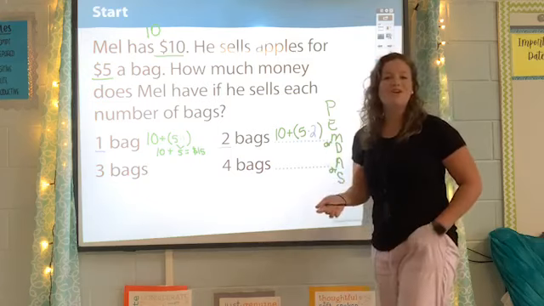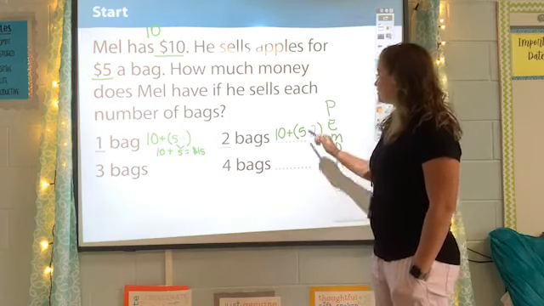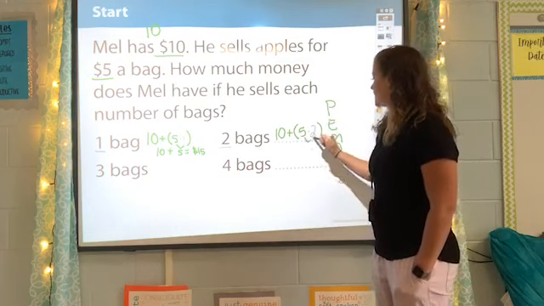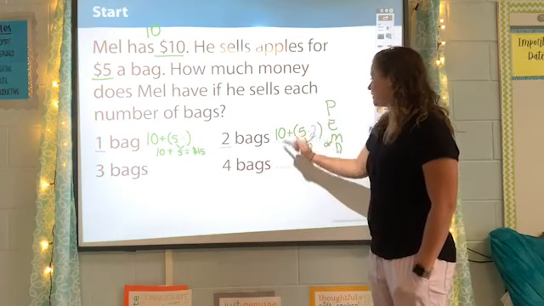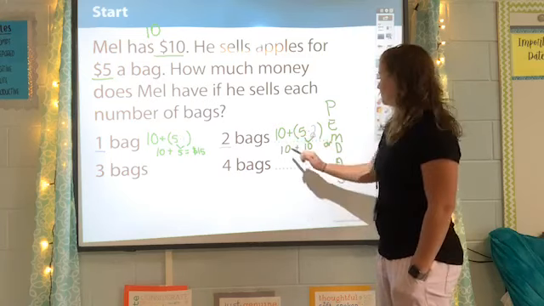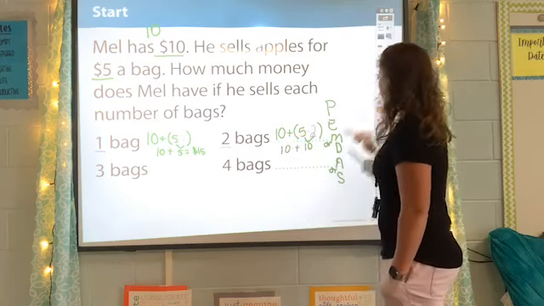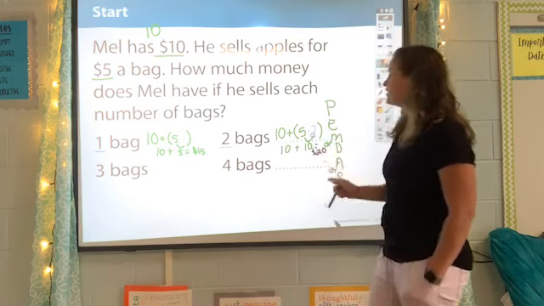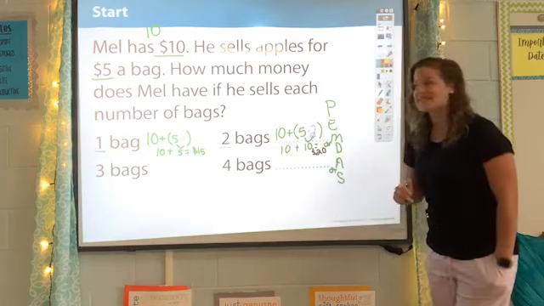And now we need to go ahead and solve. Okay, so we start with our parentheses because it's the first thing, the P. We've got 5 times 2, which is 10. Bring everything else down without touching it. And we've got 10 plus 10, which gives us 20. So he has $20 when he sells 2 bags of apples.